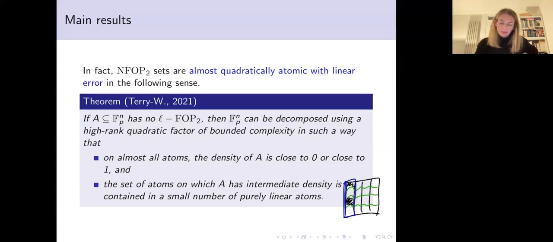If you want to look up this particular theorem in our paper, it's 1.33, where you'll find a more formal statement. So I'll stop here and take some questions. Thank you very much.